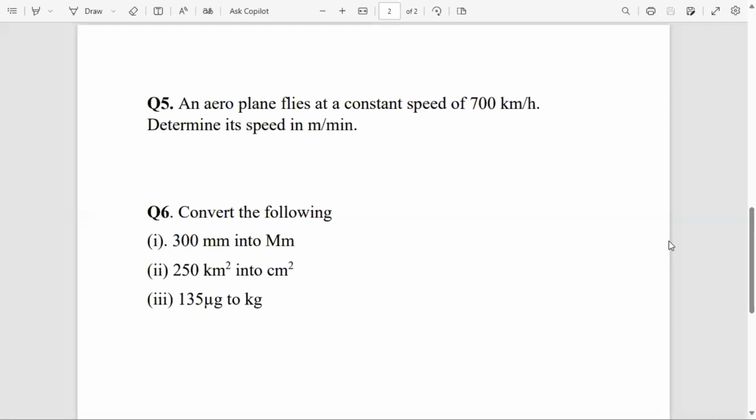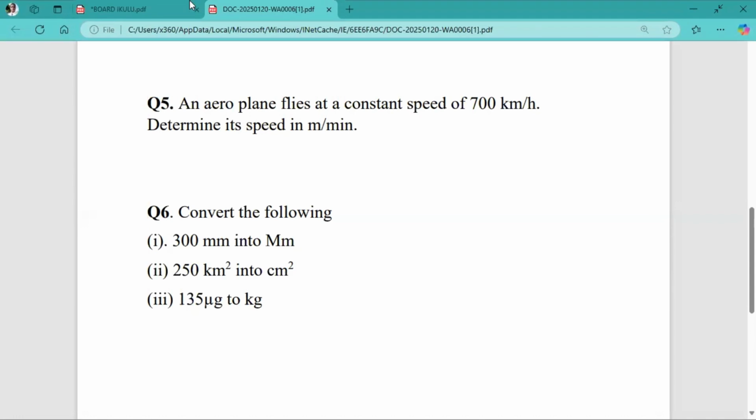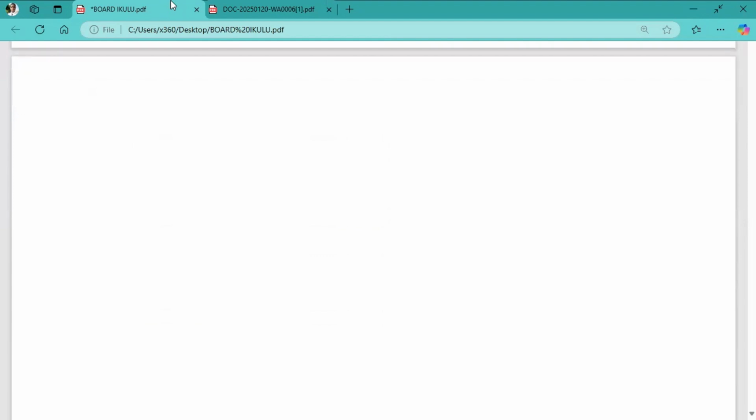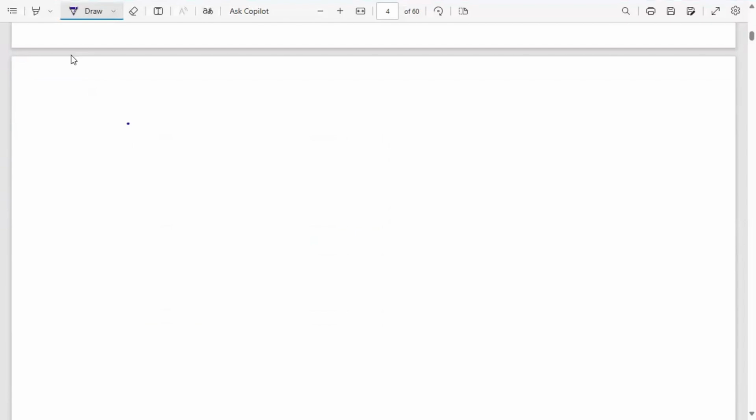So question 5 is saying an aeroplane flies at constant speed over 700 kilometers per hour. Determine its speed in meters per minute. Okay, so unit conversion here. And we've been given 700 kilometers per hour. And we need to convert this into meters per minute.